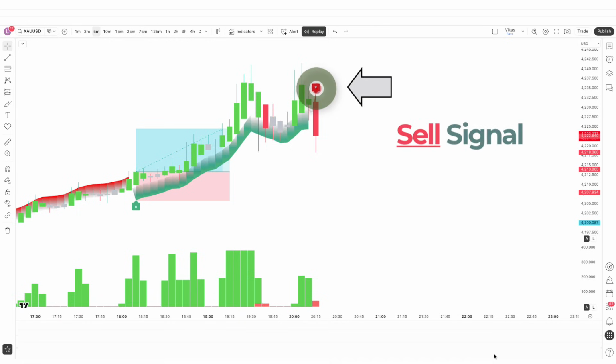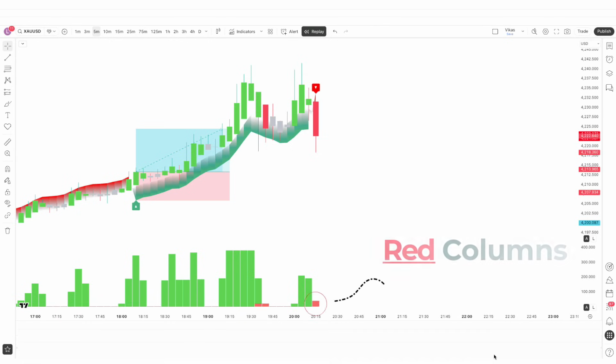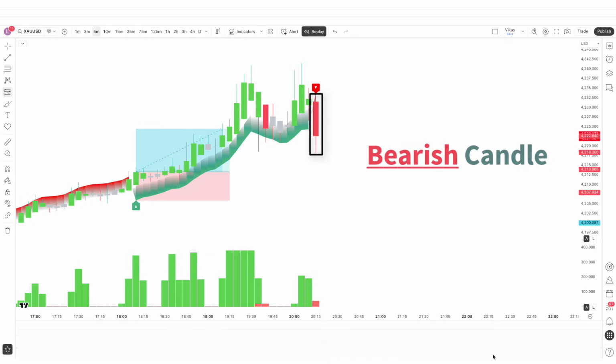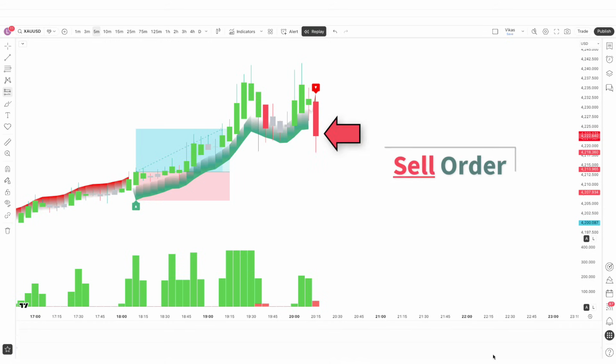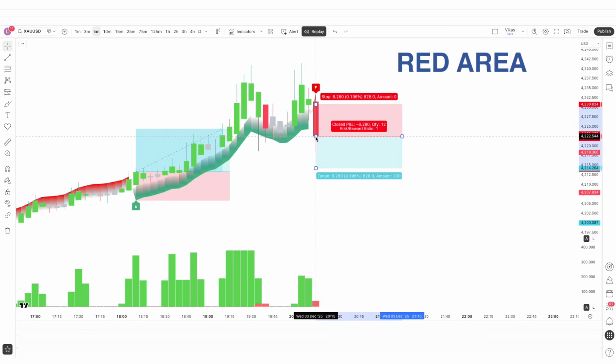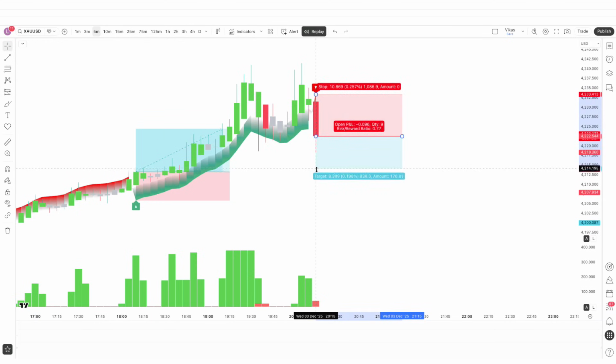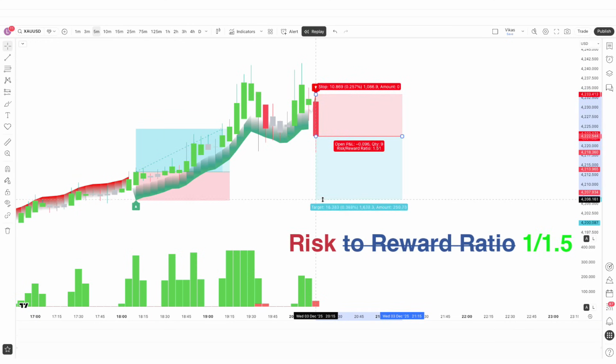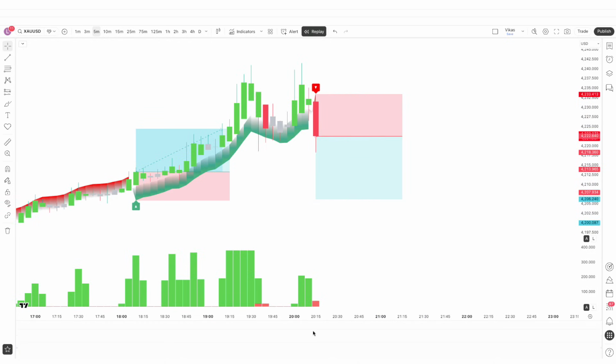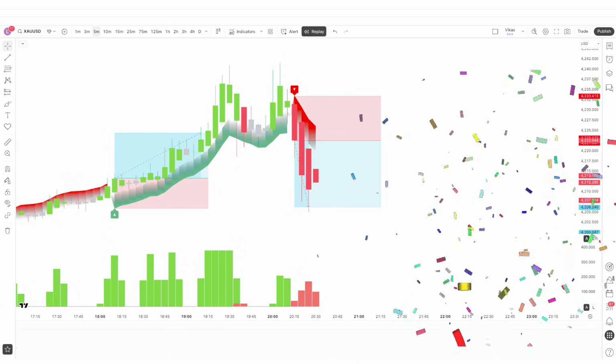Here, the SFI Follow Trend arrow of this indicator is a sell signal. Here, the HHLI oscillator shows red columns. Here, the market has made a bearish candle to give confirmation, so all our conditions are being fulfilled. So we are placing an order to sell. Our stop loss is to be placed at the red area. We have won the trade.